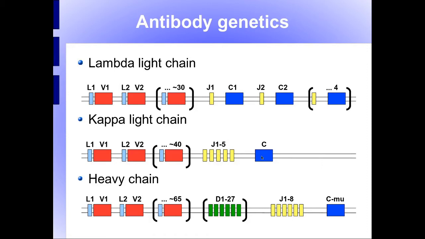In the heavy chain, we have much the same thing happening again, but we have an extra layer of complexity with the D segments, standing for diversity. So we have around 65 V segments, 27 Ds, and 8 J's. Again, we can pick one of each at random, and then we have a series of different constant segments which encode different constant regions for different types of antibody that have somewhat different functions. For the purpose of antibody-based drugs, essentially we are just interested in the C gamma segment, which produces an IgG antibody.